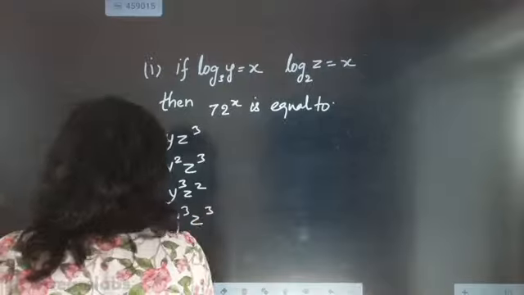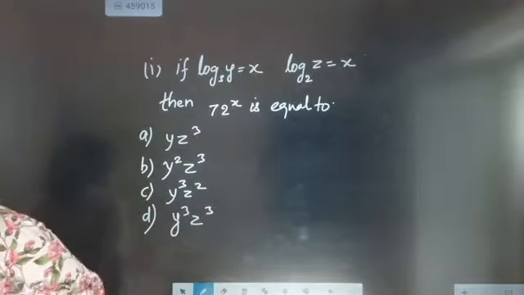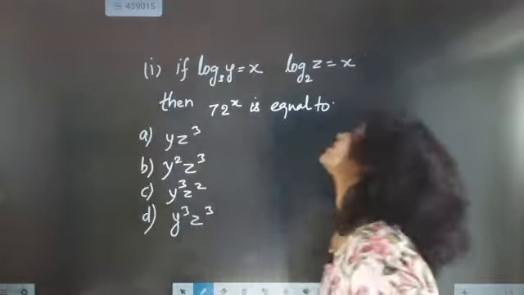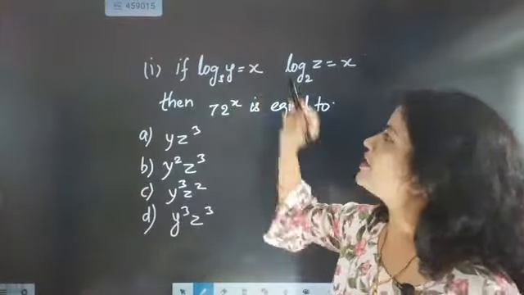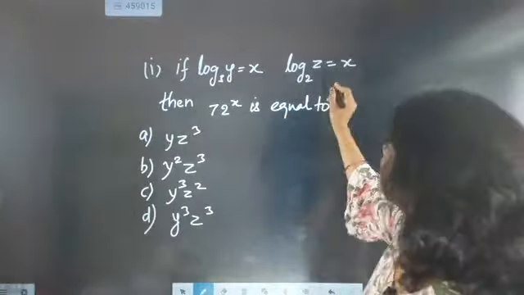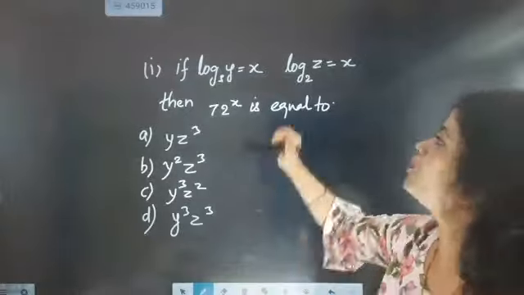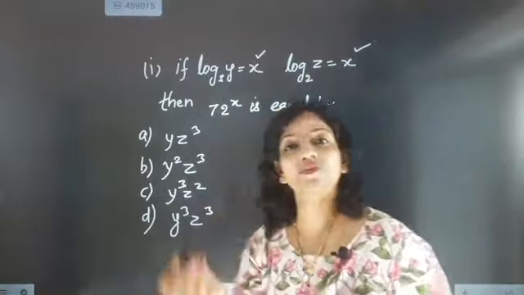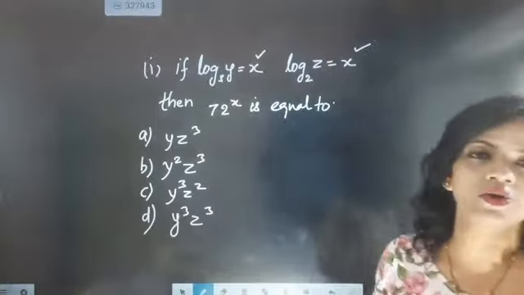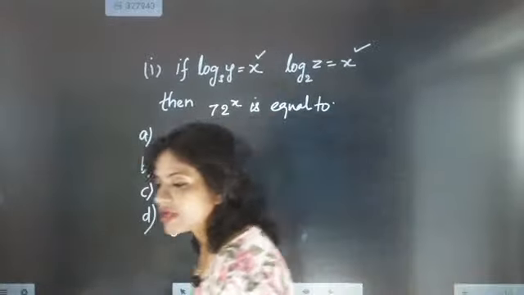Now come on, tell me what the answer is going to be. This is your question. A simple question is given to you: log base 3 of y equals x is given, log base 2 of z is equal to x given. Both are equal to x. Now this is the clue for you. Now 72 to the power x is equal to what? How much time are you going to take?